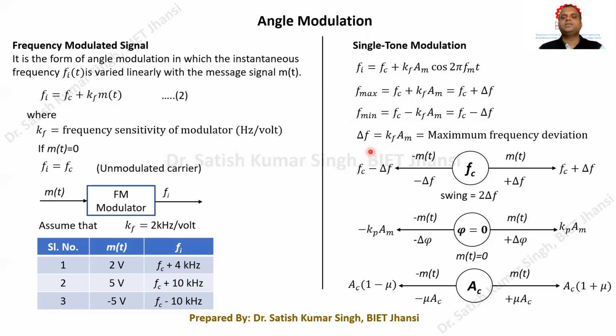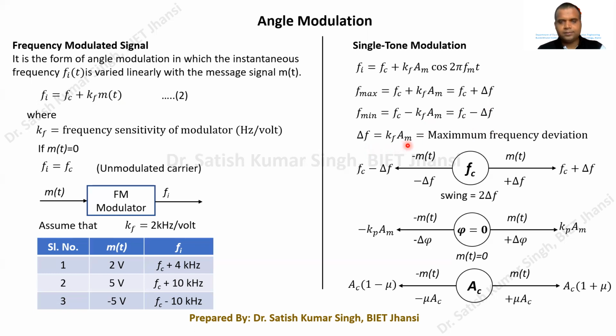So basically this is the maximum frequency deviation. Deviation means there is a change in the frequency from fc to fc + delta f. That is the deviation we are talking about, and this delta f we define as kf multiplied by Am.